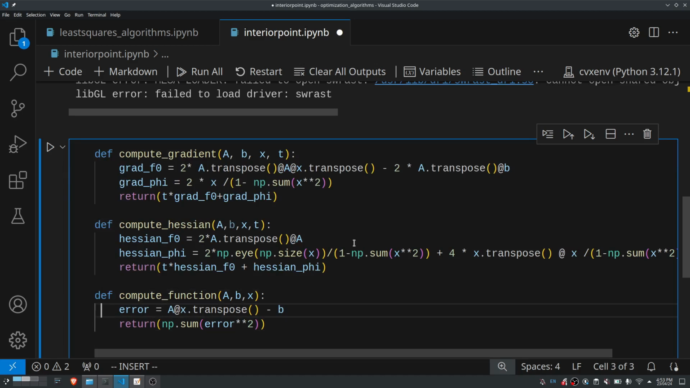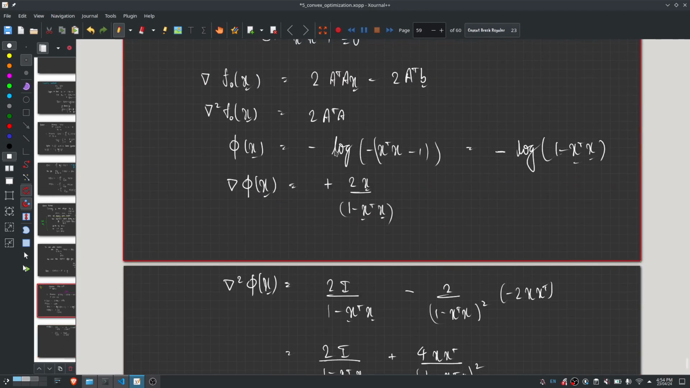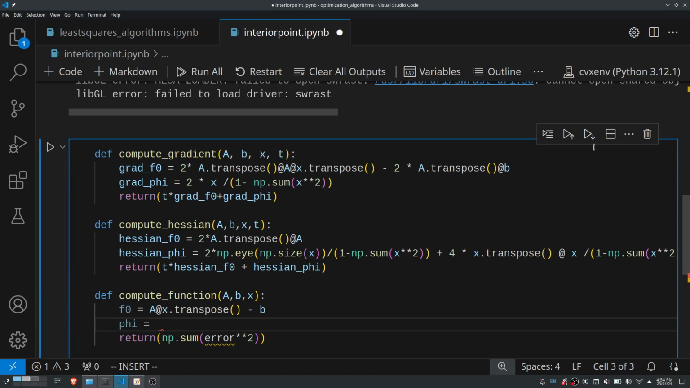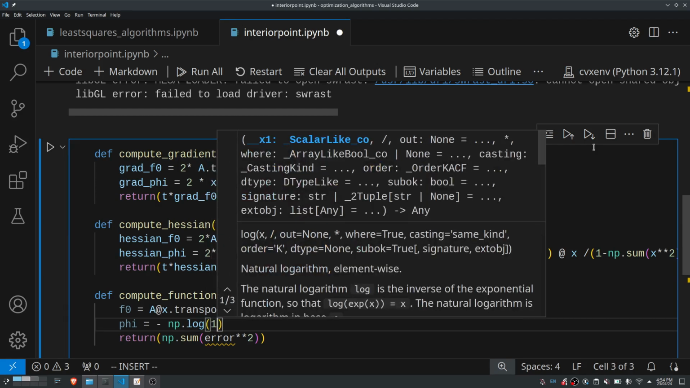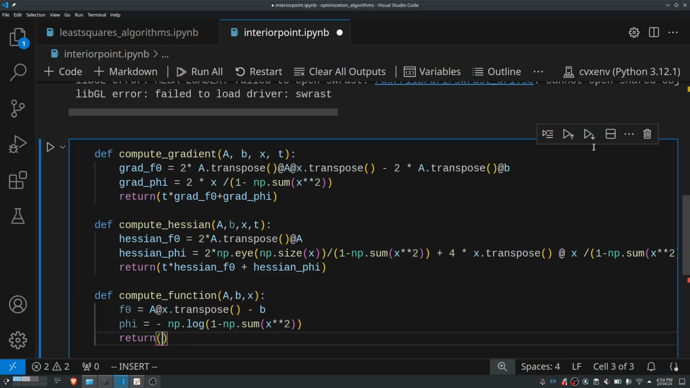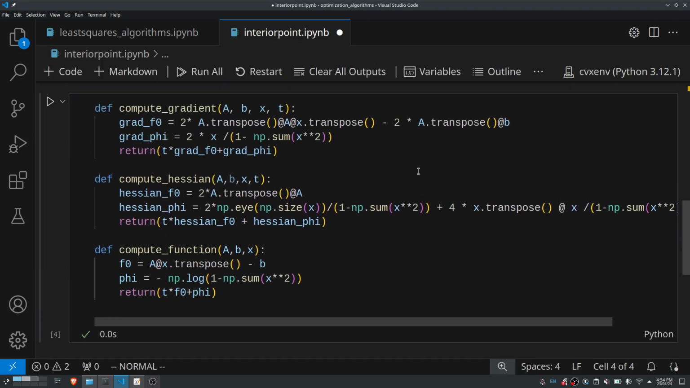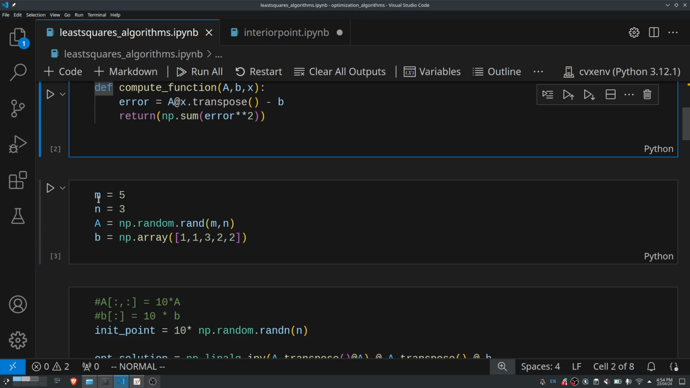Okay. So let's see, we want to compute the function, which is my f0. My phi function is minus log of 1 minus x transpose x, and I want to return t times f0 plus phi. Okay, so far so good. So now I have computed the gradient, the Hessian, and the function. I have these helper functions that are going to do all of these. I can use this as a black box. Now I have set up the problem.